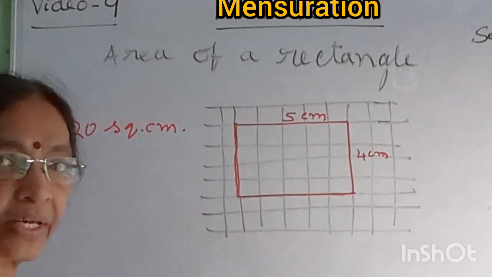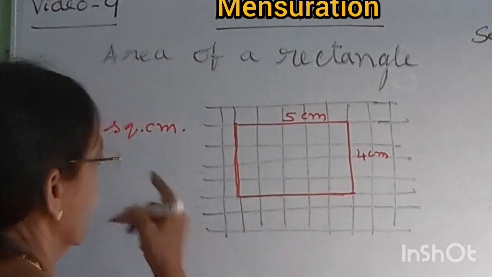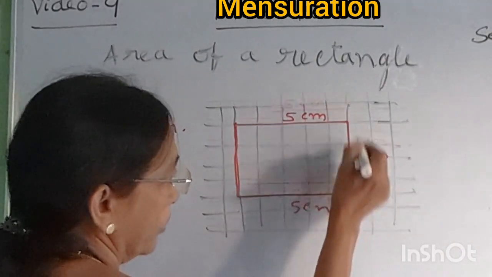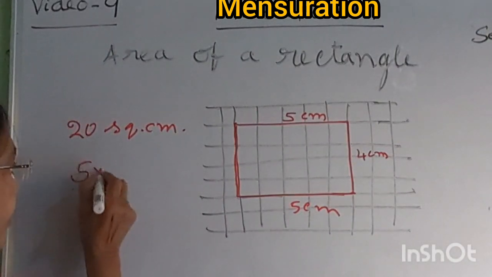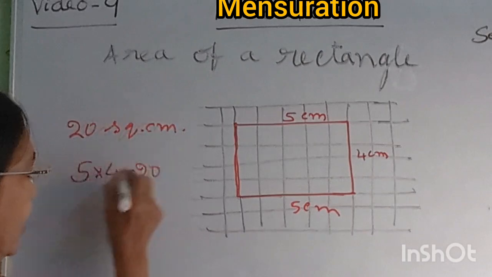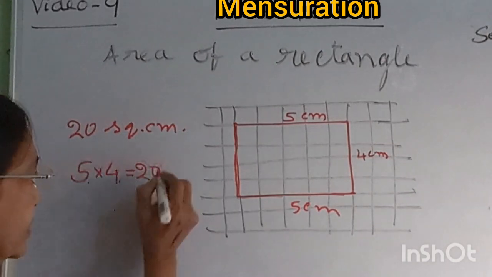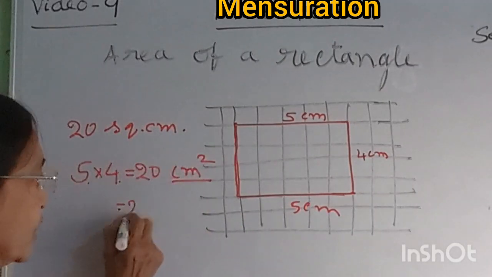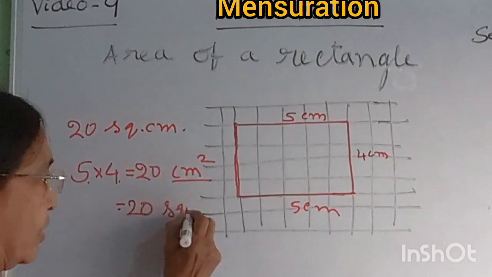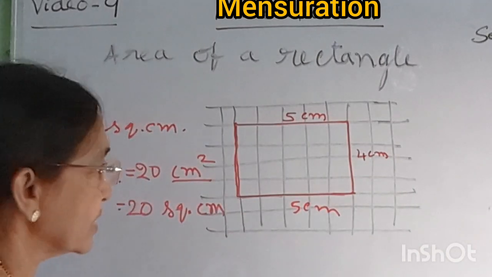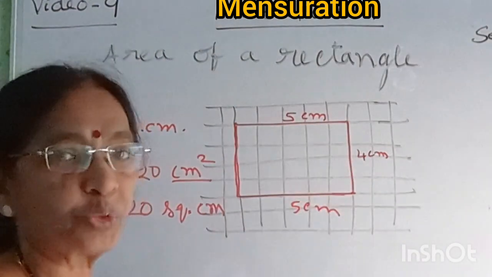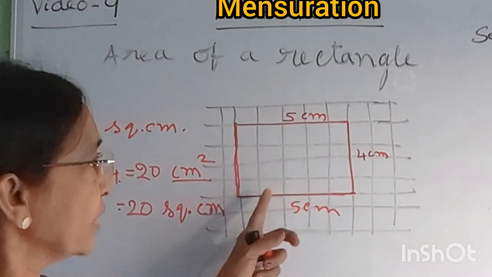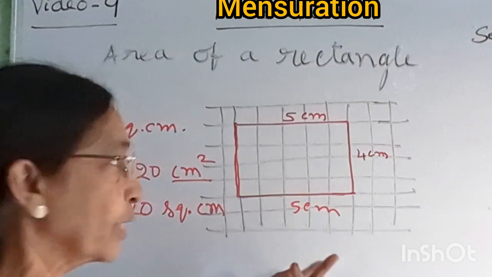The area of this rectangular figure is 20 square centimeters. But its length is 5 centimeters and the breadth is 4 centimeters. Therefore, 5 into 4 is equal to 20. 5 centimeters into 4 centimeters is equal to 20 centimeter square, or square centimeter. So thus the area of a rectangle is length into breadth.